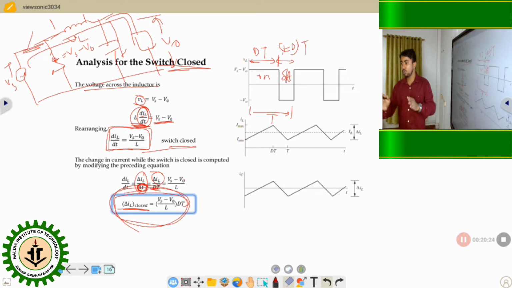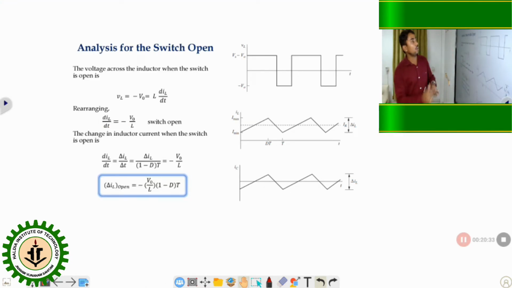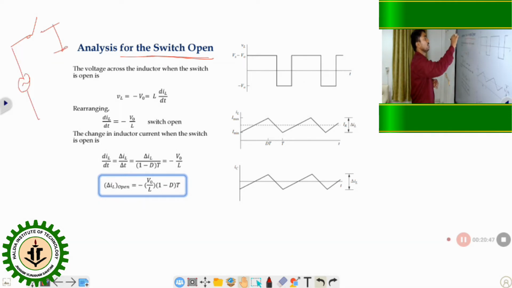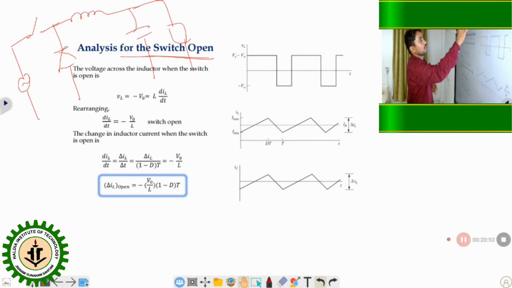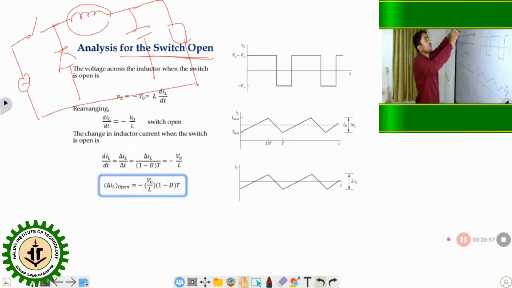In the previous slide, we saw the analysis of the switch when it is closed. Now, the analysis for switch open. When the switch is open, we have the diode, inductor, capacitor, and the load. The energy is stored in this inductor. This stored energy can be released through this load and this diode. So this diode will become forward biased, so current can flow through this path.